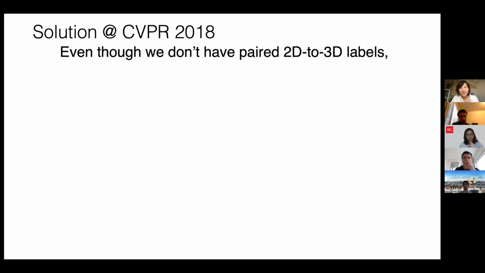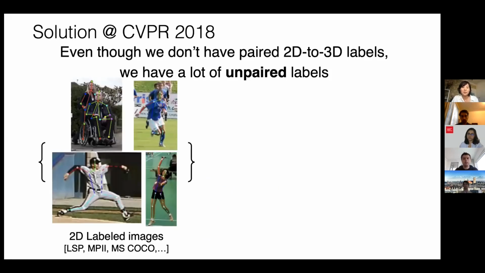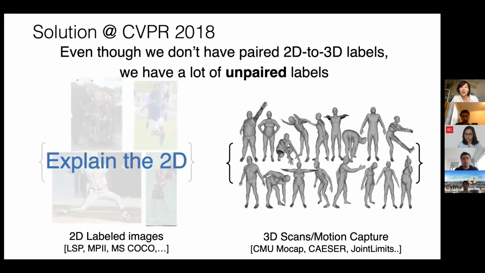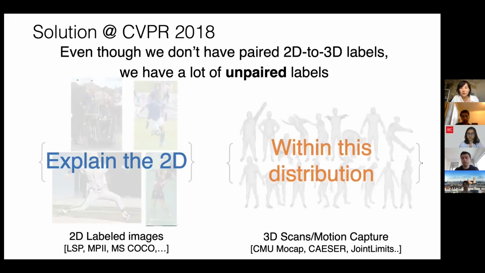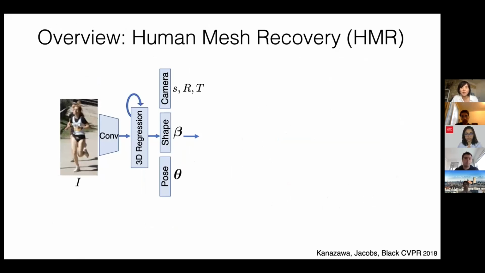And so the solution that we had was to really constrain this problem. The key idea was that even though we don't have paired 2D to 3D labels, we have a lot of unpaired labels. By that, I mean there are lots of these 2D images, with no ground truth 3D for them. But separately, we've collected a lot of people in 3D, and so we have lots of ideas about what the pose space could be. So let's have a network explain what the 2D joints are, while staying within the distribution of these real 3D joints, okay? So that's really an instantiation of the idea in human mesh recovery.